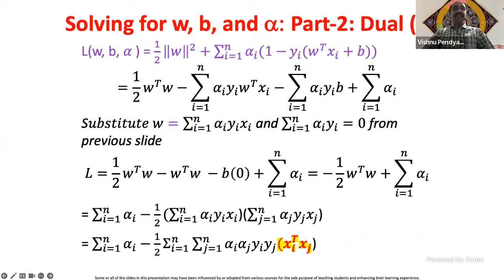In this expression, we are going to substitute the values of w, and also the observation from the previous slide, that the summation of alpha i times yi is equal to 0. When we substitute that and simplify, we get L in terms of alpha i, alpha j, yi, yj, xi transpose times xj.